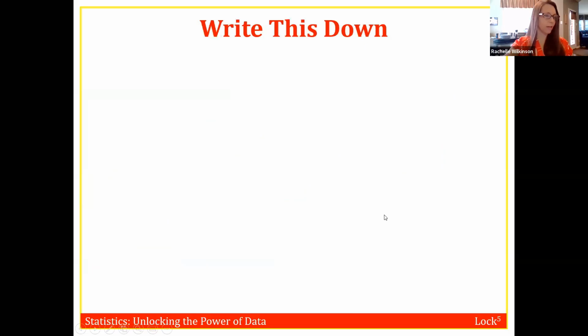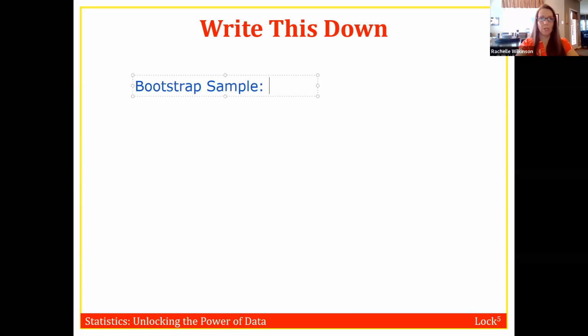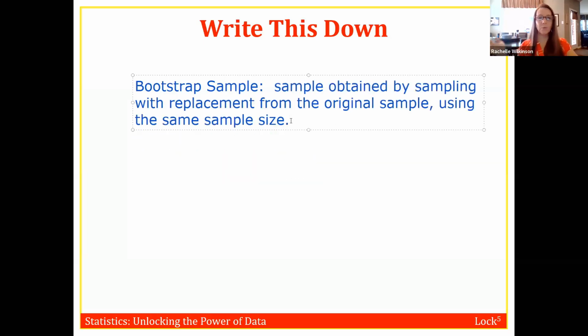All right, so let's write down some of those definitions. So let's define bootstrap sample, bootstrap statistic, and bootstrap distribution. So starting with bootstrap sample. A bootstrap sample is a sample obtained by sampling with replacement from the original sample using the original sample size. So remember, the original sample was sampled from the population, but these bootstrap samples were sampled from the sample. So next term is the bootstrap statistic.